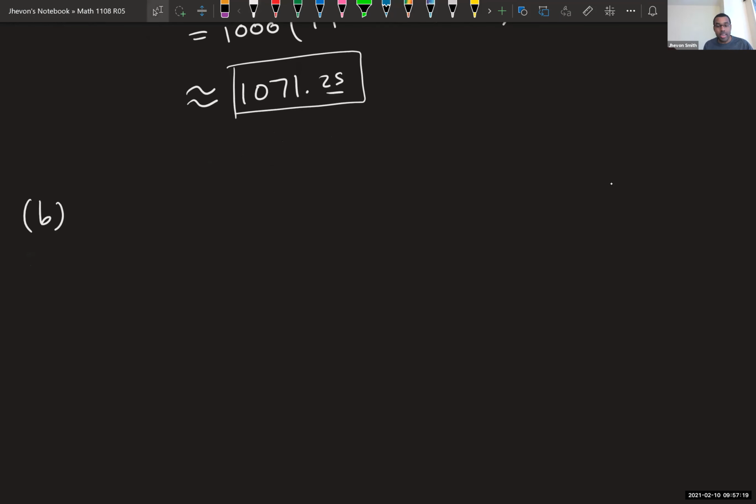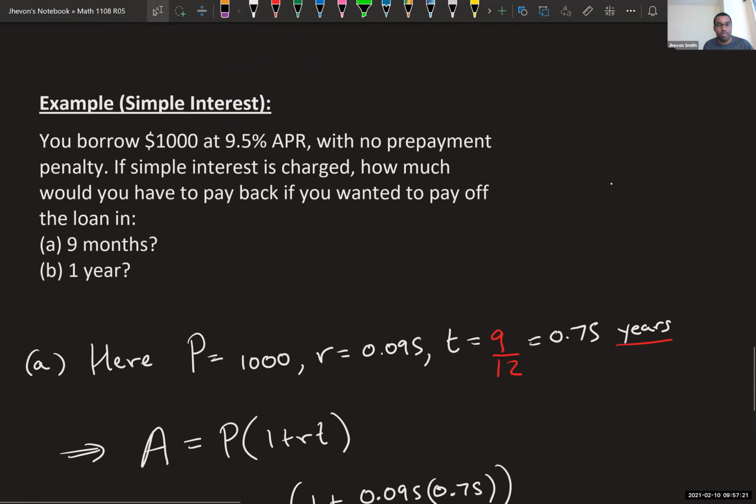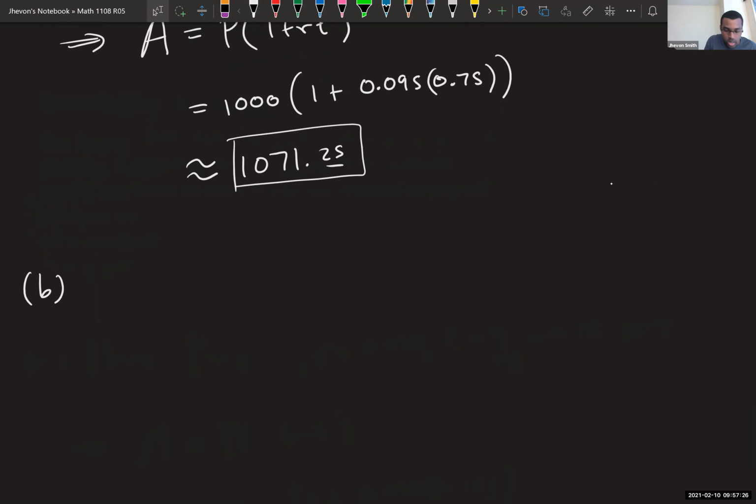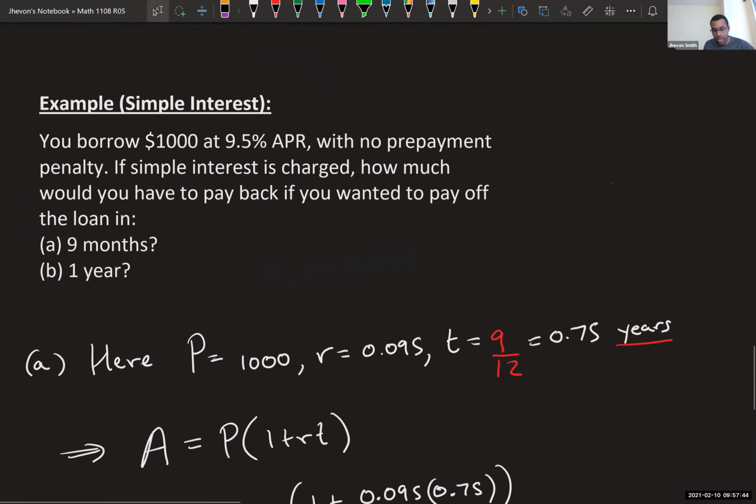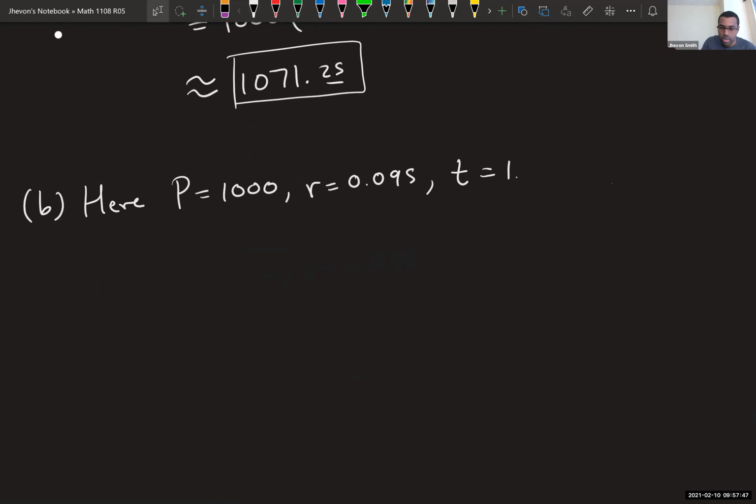Okay, B. So now same numbers, same idea, but now it's over a year. So here it's the same P, we're borrowing $1,000. It's the same R, 9.5%, which is 0.095 in decimals. And now your T is 1. I can take the exact time mentioned because it's given in years, right? 1 year. So I don't need to convert any units. It's already 1 year. So no need to divide by 12 or do anything, okay?